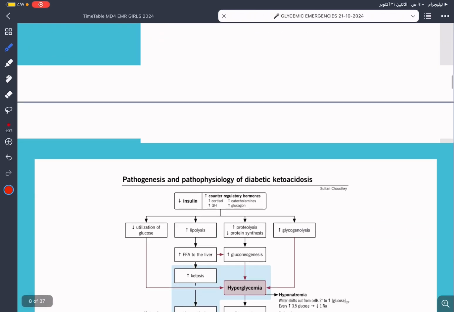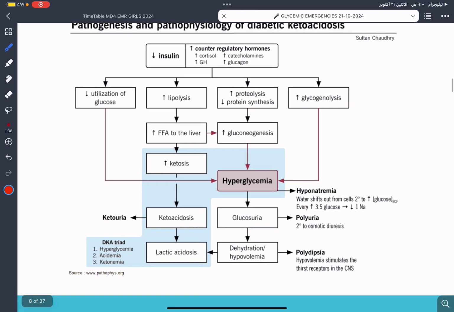This diagram summarizes the pathophysiology of DKA. The end result will be hyperglycemia and ketosis. Hyperglycemia will cause polyuria, polydipsia, and dehydration. What do we mean by polyuria? Increased urine output. And polydipsia? Thirst. Increased water intake or increased thirst mechanism.